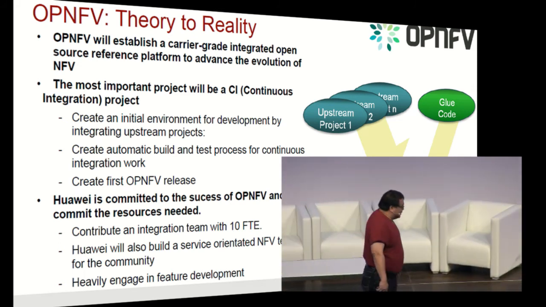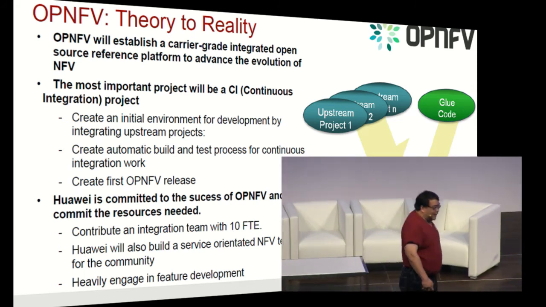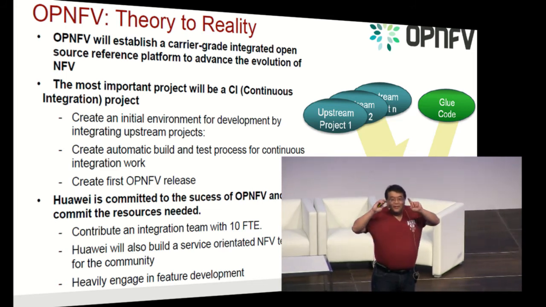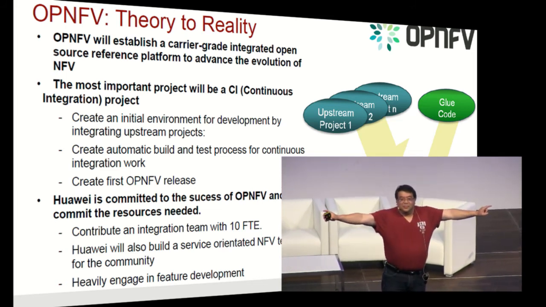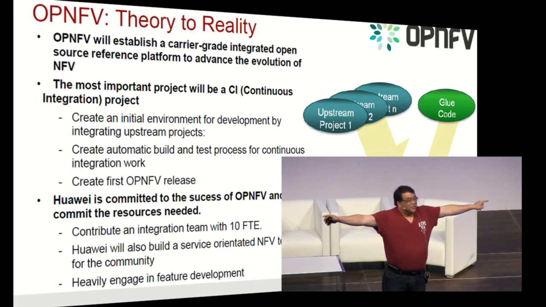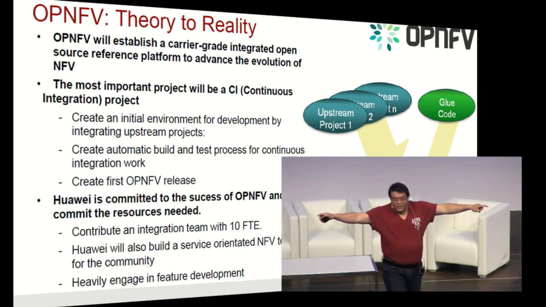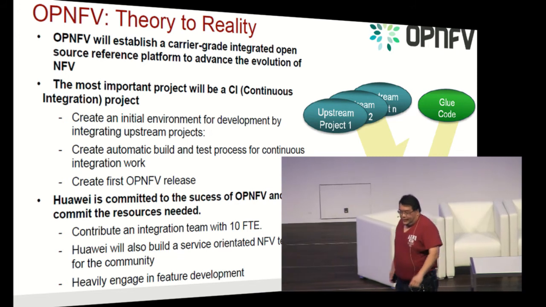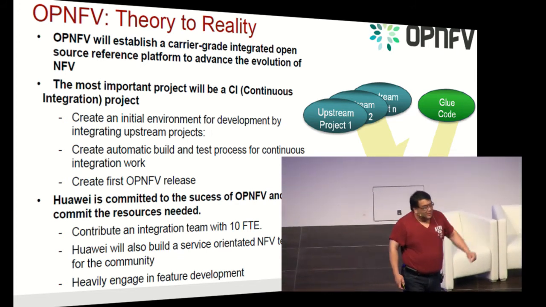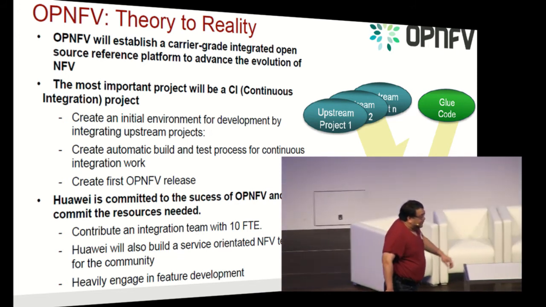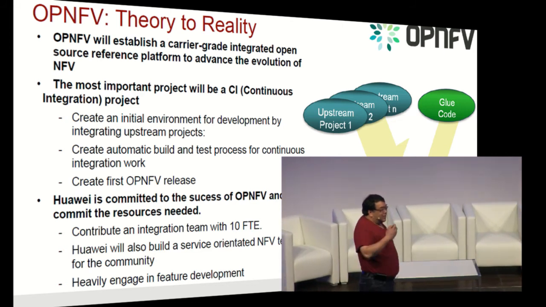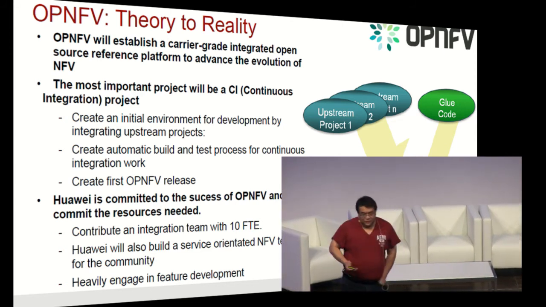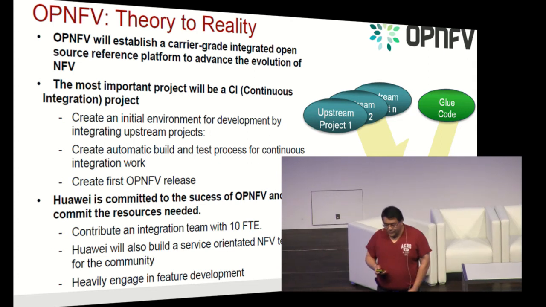We will also build a service-oriented NFV lab that is globally connected. The reason it's globally connected is this is a global network. This is the first time we have tried this on a global network. So we need a globally connected testing facility for the community. We will do this. We will build it. And we'll also heavily engage in future development.